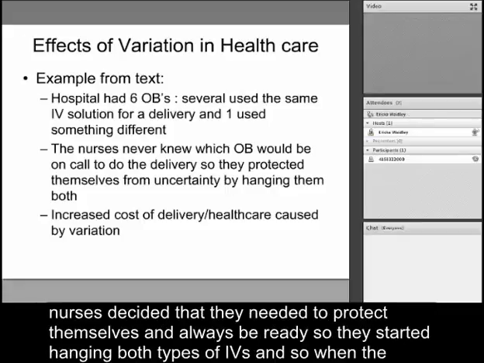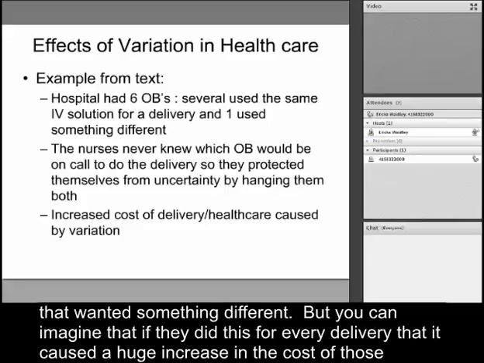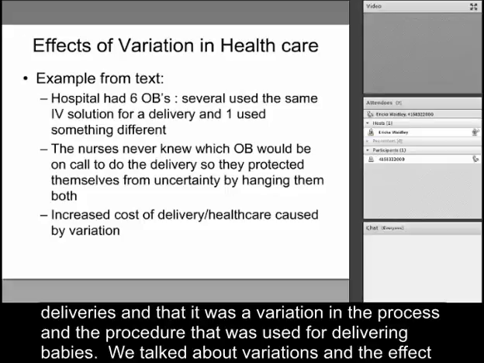So the nurses decided that they needed to protect themselves and always be ready. So they started hanging both types of IVs. And so when the physician arrived, they then found out which IV solution was going to be used based upon whether it was the 5 that used the same type or the one that wanted something different. But you can imagine that if they did this for every delivery, that it caused a huge increase in the cost of those deliveries, and that it was a variation in the process and the procedure that was used for delivering babies.